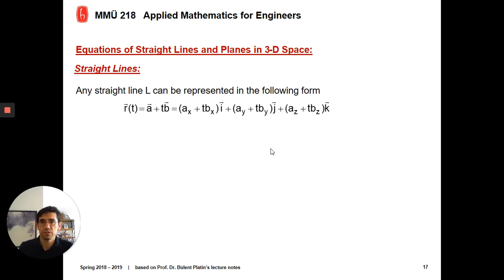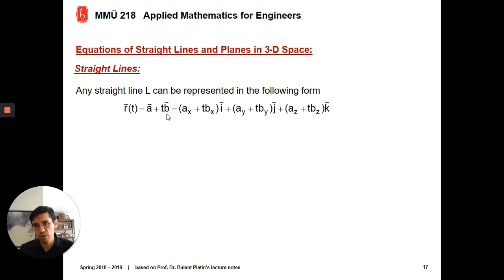So straight lines are curves, right? And I can represent them in three-dimensional space by giving the coordinates and so on. And what I want here is to represent them in a parametric way that we had already learned for different types of curves. So T is going to be my parameter. A is going to be a point on that line. And B is a vector that represents that line.